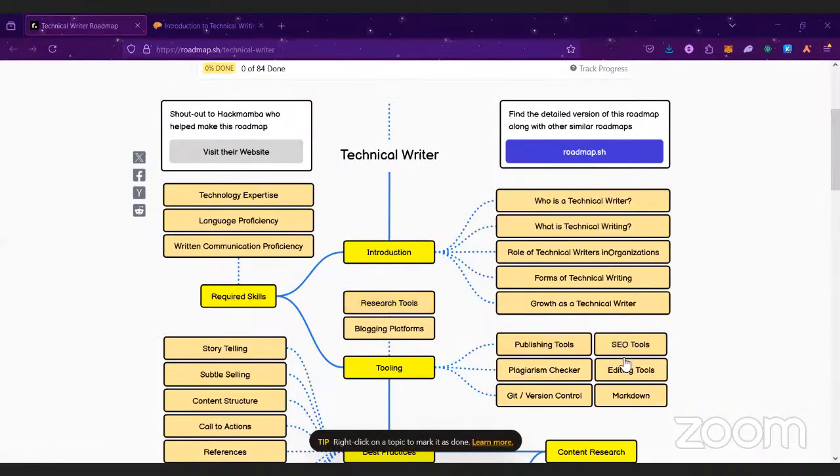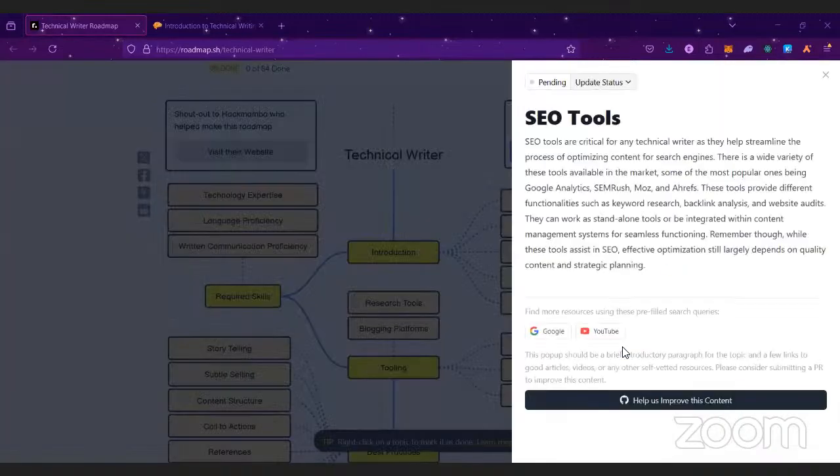So you also have SEO tools. For SEO tools, you can use Google Analytics, because when you're writing, you always want to make sure that your documentation can come up at least first, second, or third in the search engine, for the keywords that your product is solving.